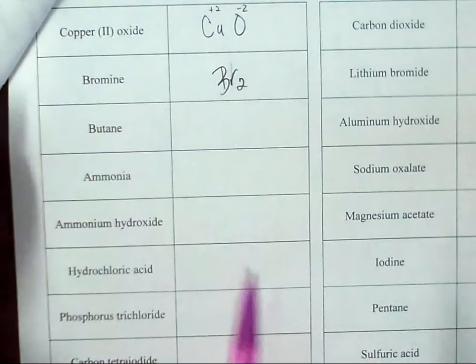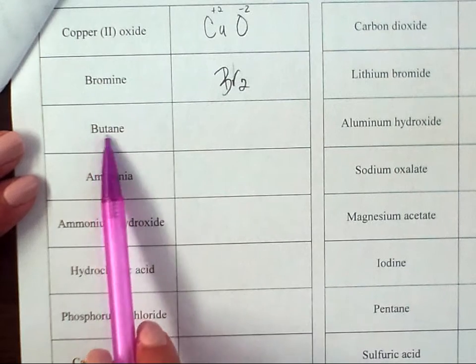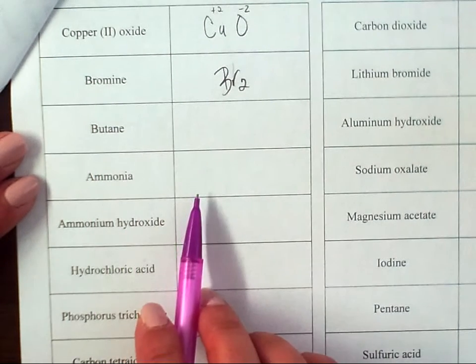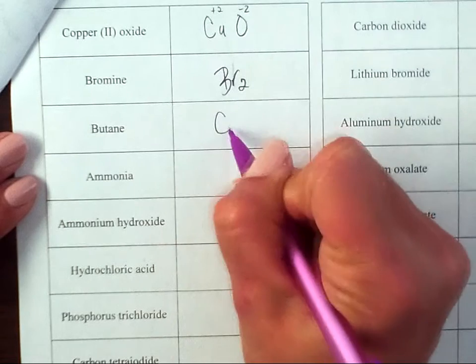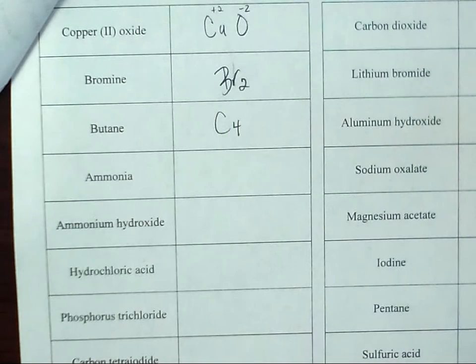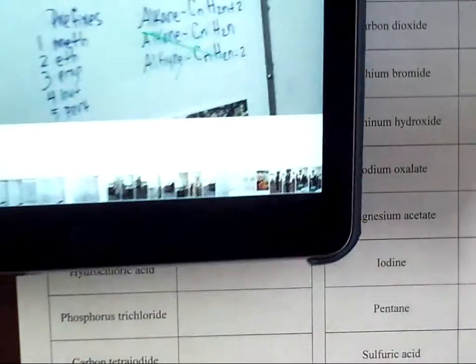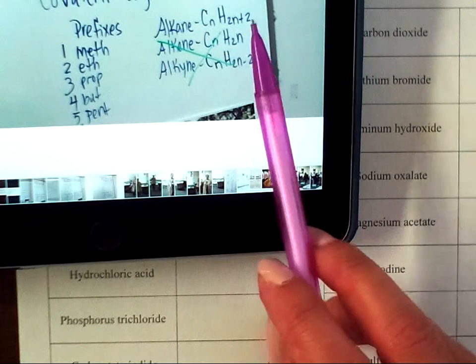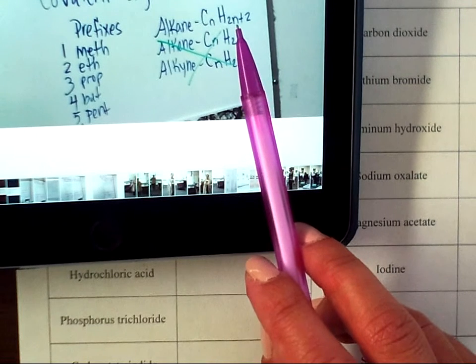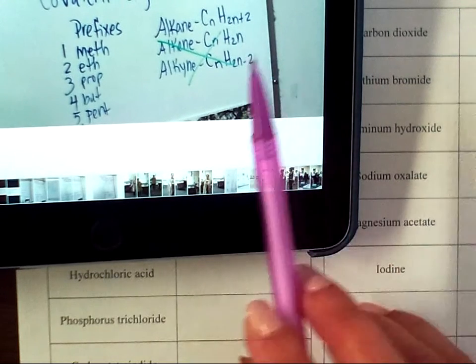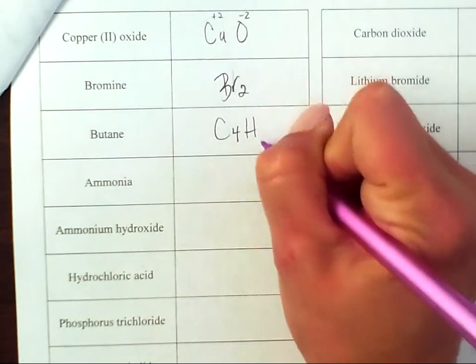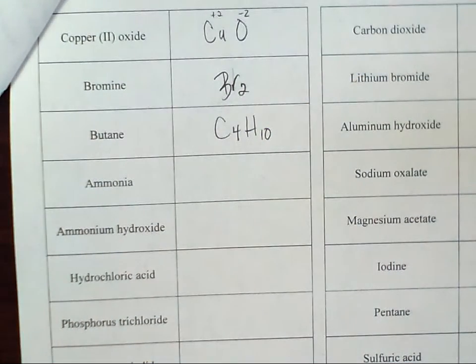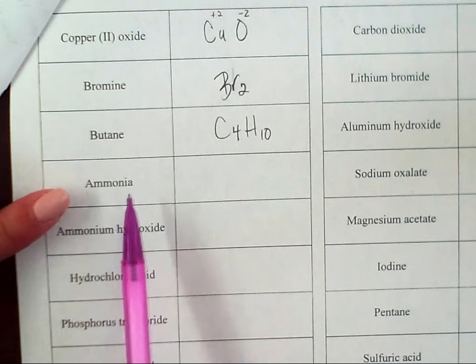Let's try this next one. We have butane. Now, the but prefix tells us that we have 4 carbons, and we can go ahead and write that down. Now, the equation, again, to find the number of hydrogens, 2n plus 2. Since we have 4 of the carbons, it's 2 times 4, n is 4, plus 2, that would be 10. So hydrogen 10. So that would be the organic compound for butane.